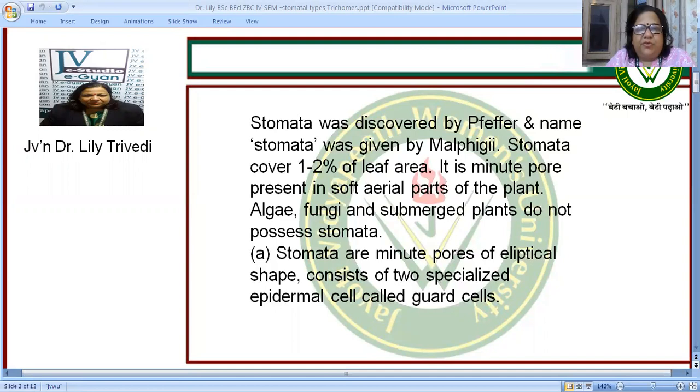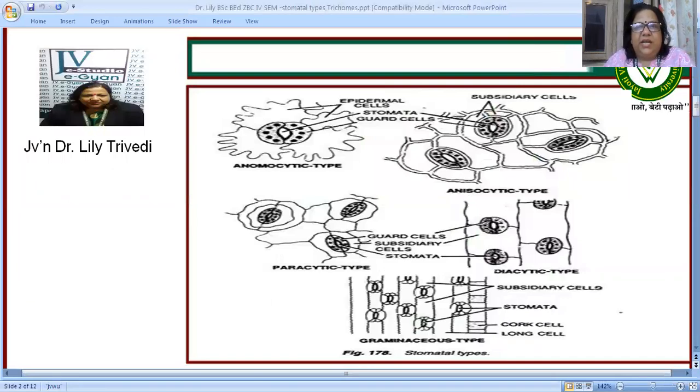Stomata are minute pores of elliptical shape and consist of two specialized epidermal cells that are called guard cells. Here you can see the diagram of stomata. Here are the stomata and the opening or pore, and the surrounding cells are called guard cells. Outside the guard cells are present the epidermal cells. This is the simplest type called the Anomocytic type. Here we have the equal distribution of cells.